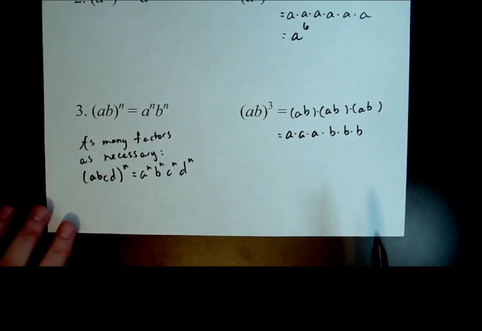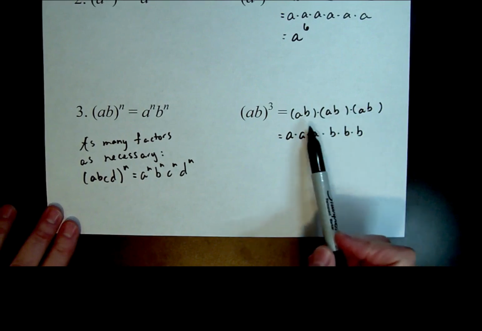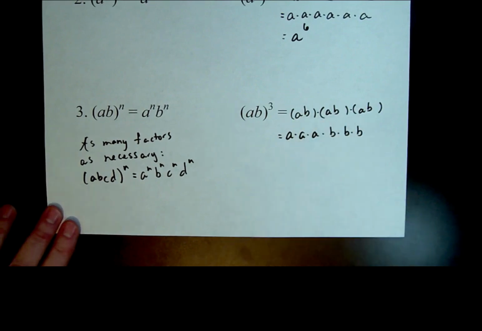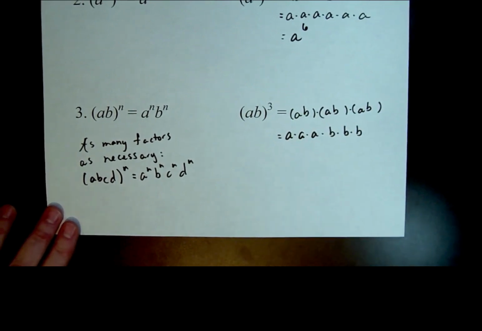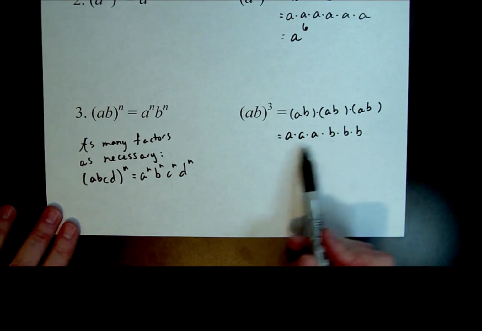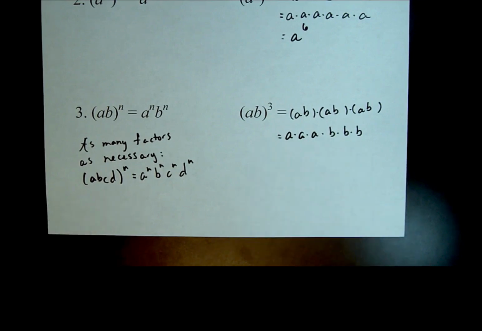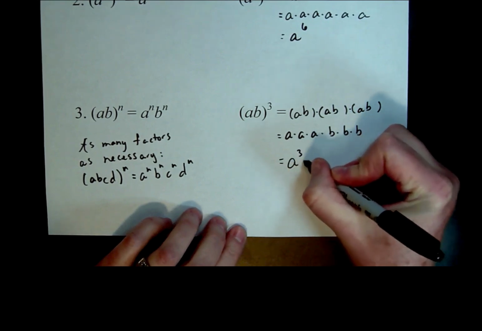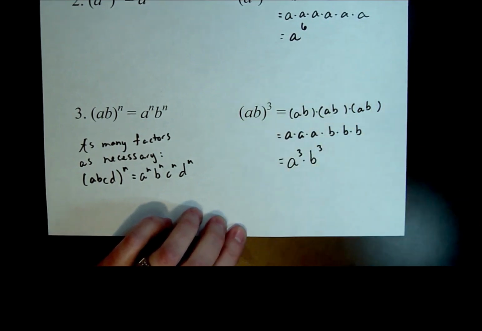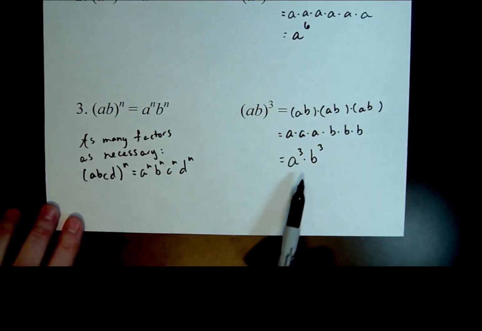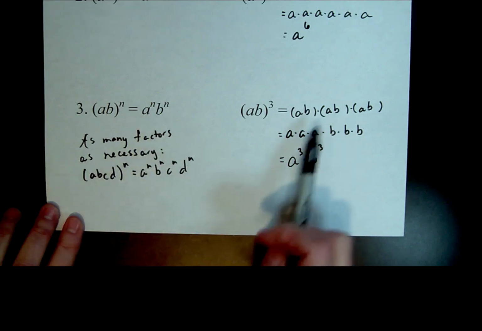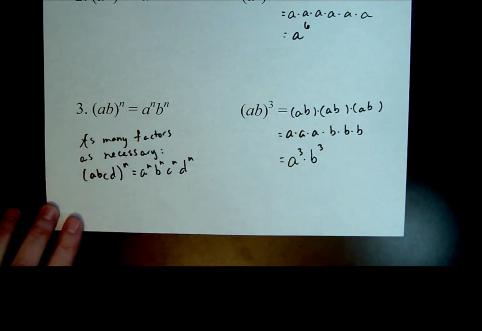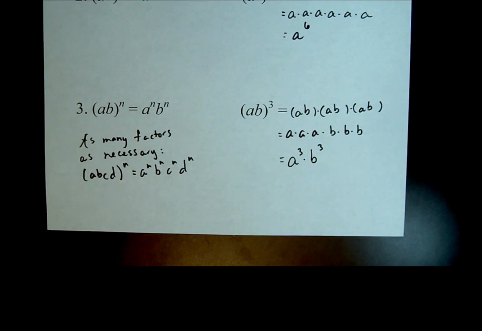Right? The associative property says I can regroup things. I don't have to keep each individual pair of a and b's grouped. And then the commutative property says I can write the factors in any order I want. So if I write it that way, I can see that I have a cubed times b cubed. Okay, so there's an example of our rule and an example of why it's true that each factor in the parentheses gets the exponent.